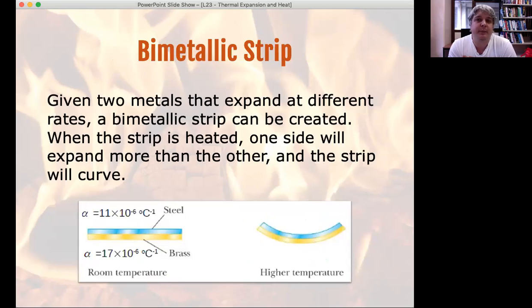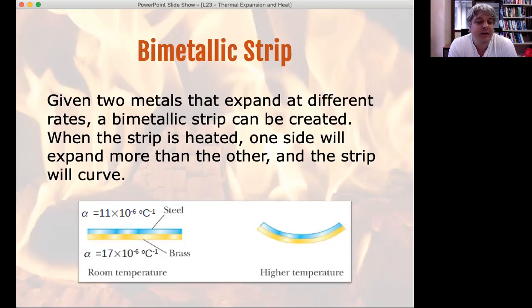A bimetallic strip is just a nice little invention that was made out of two different metals. I honestly don't know who invented it or when, but what they realized is that if two different materials expand at different rates, different alpha, different linear expansion coefficients, then if you attach them together, you merge them, like fuse them together into one block of metal, then the two sides of the metal will try and expand at different rates.